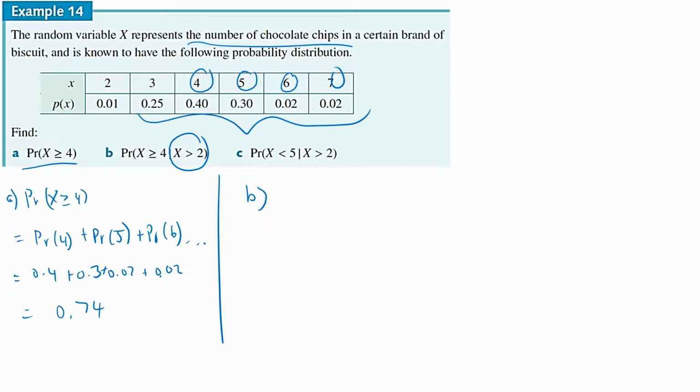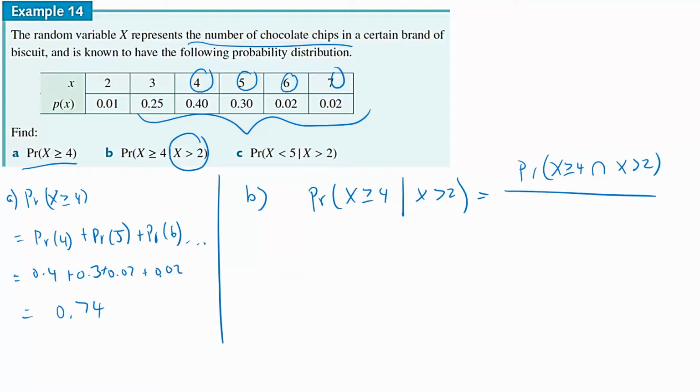Remember, with conditional probability from C, you would write this as this. Probability of X greater than or equal to 4, given that X is greater than 2, is equal to, what's the chance of X greater than or equal to 4 intersect with X greater than 2, over the chance of the condition.